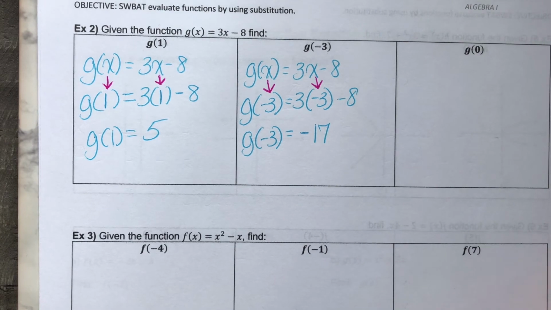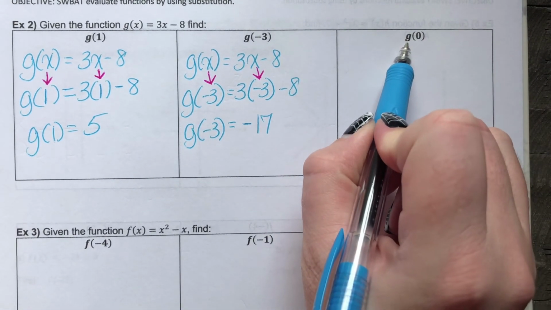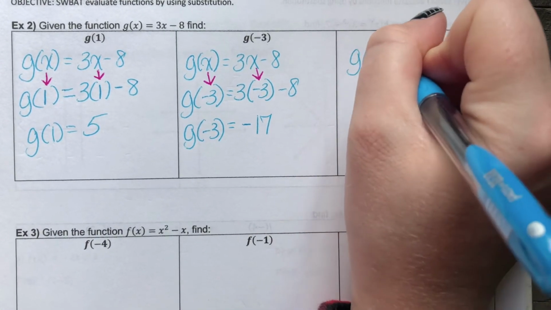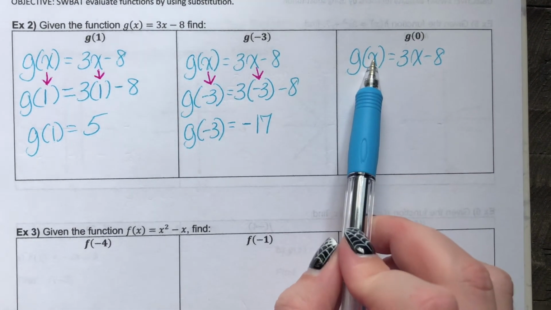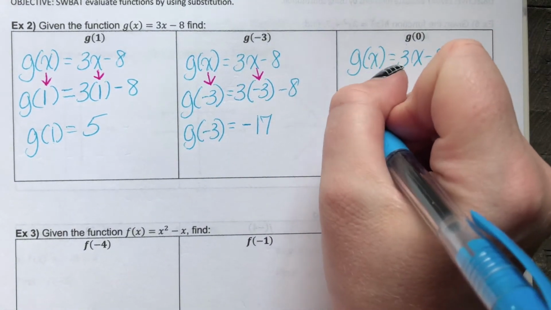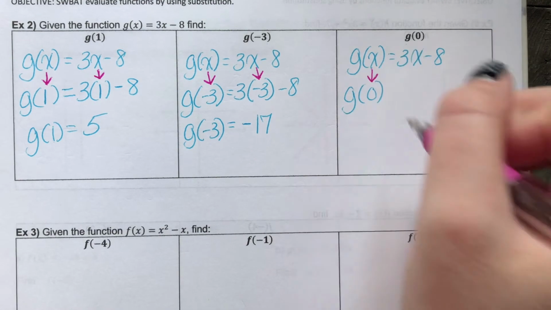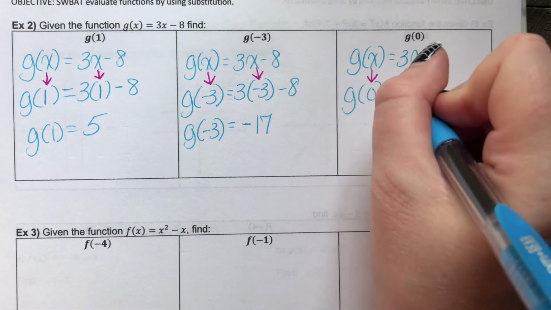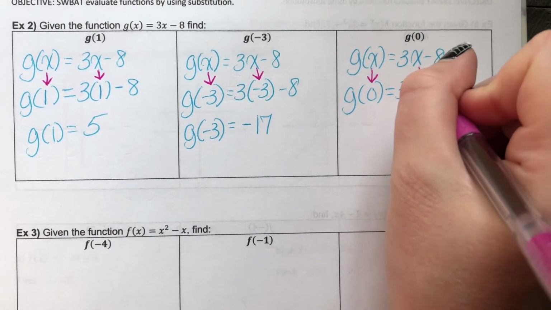All right, let's do one more here. So again, wherever I see that g, that means I want the g function. So I'm going to write that down first. G of x equals 3x minus 8. Instead of using the variable x, I'm using the number 0. So wherever I see an x, I'm replacing it with the number 0, all the way through. So instead of writing 3 times x, I'm going to write 3 times 0. Again, I bring down that minus 8.